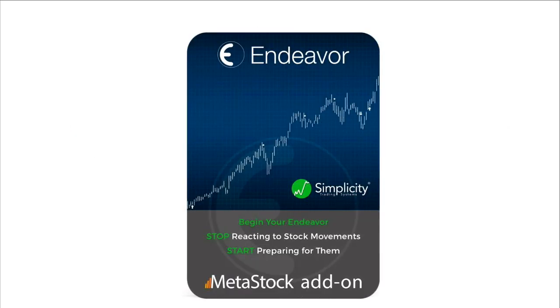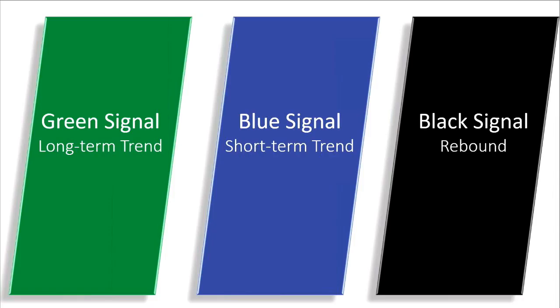Endeavor was created to help simplify trading for the average person, as well as the trained professional trader. It's a guide to help understand where the stock, the equity, is at the present time, so you don't react to stock movements. You're more prepared for when they're going to happen. Now we use different signals, and each signal is shown by a color code.